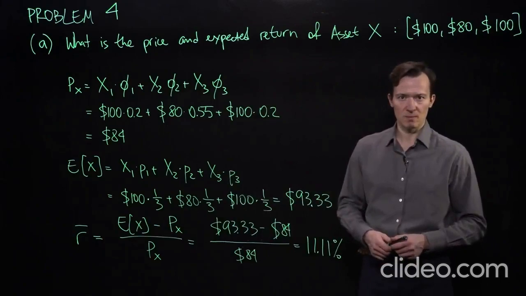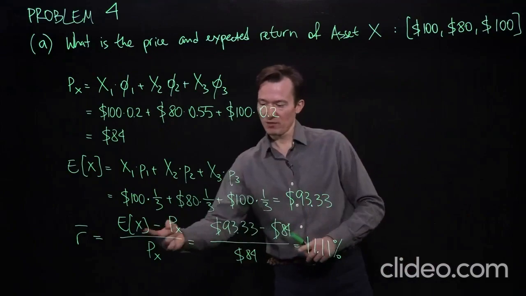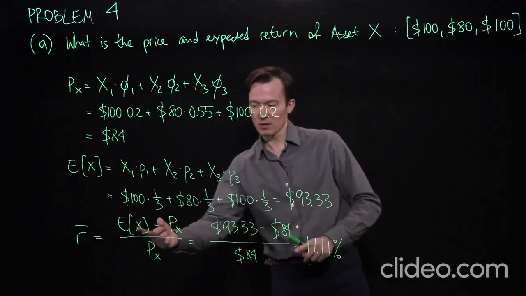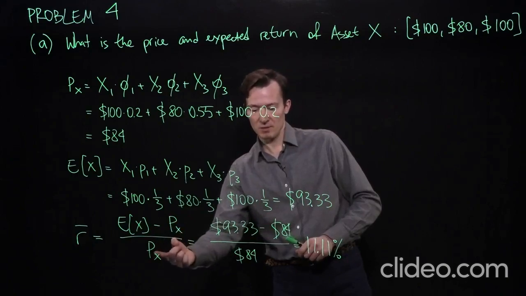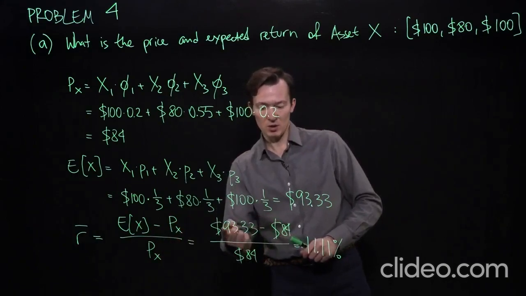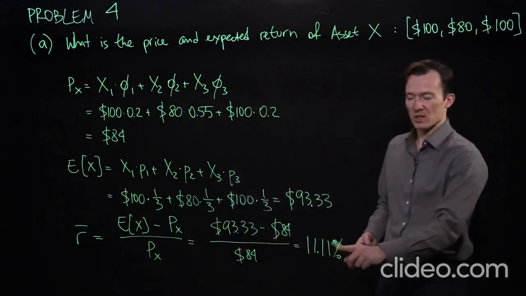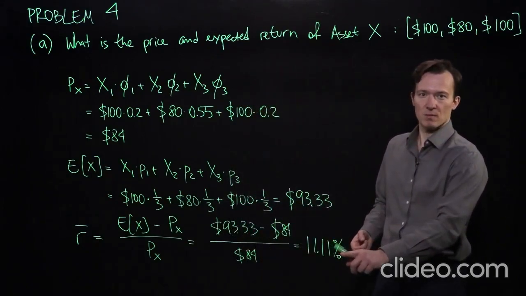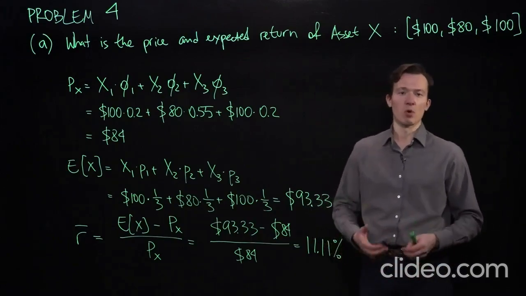$93.33. Now, to find the expected return, we take this expected payoff, $93.33, minus the current price of the asset, divided by the current price of this asset, which is $84. So 93.33 minus 84, divided by 84, gives us 11.11%. So the expected return on this asset X is 11.11%.